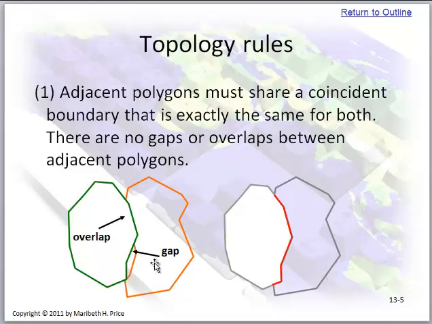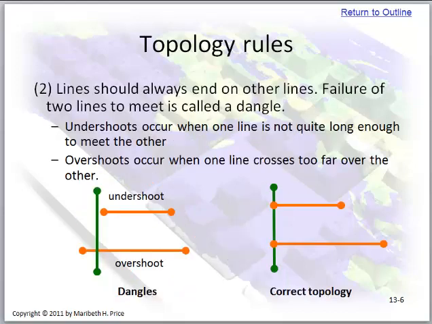Topology, again, is preventing things such as overlap and gaps. Adjacent polygons must share a coincident boundary that is exactly the same for both, and that's what we try to prevent. We have undershoots, overshoots versus correct topology. Here there are 3 line segments. Over here there are how many? Hopefully you said 1, 2, 3, 4, 5.